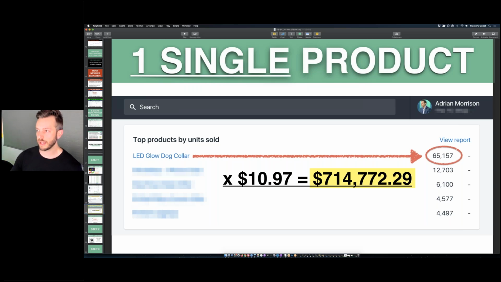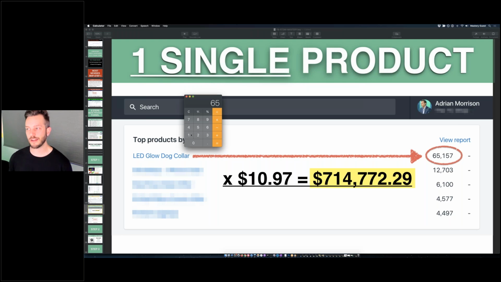So here's my calculator. Let's just say out of 65,157, this is a really old screenshot too, so it's a way bigger number now. But anyways, 65,157. And let's just say that each of those customers spent an additional $5 when shopping on our store. How do you get them to spend just another $5? So times 5. Well, that would be $325,000 cash money in the bank.